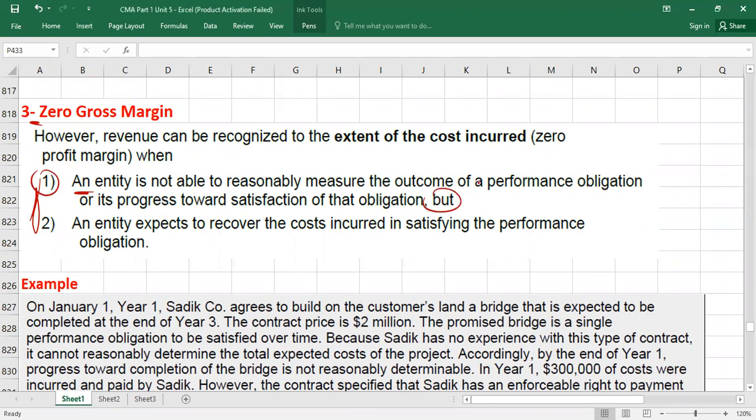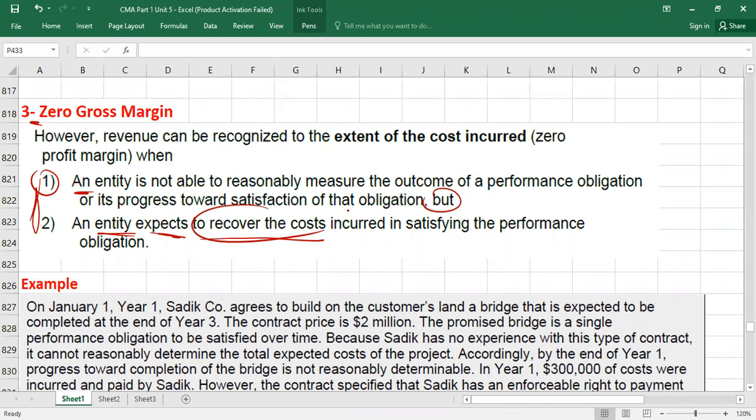Condition number 2 is what? Entity expects to recover the cost whatever they have already incurred. It's not like that I have incurred $100,000 cost, input method, output method is also not applicable, and I know customer is defaulter, he will not pay me. It means again I cannot apply zero gross profit method. Here it's written entity expects to recover the cost. You expect that whatever cost you have incurred, it will be recovered from the customer.